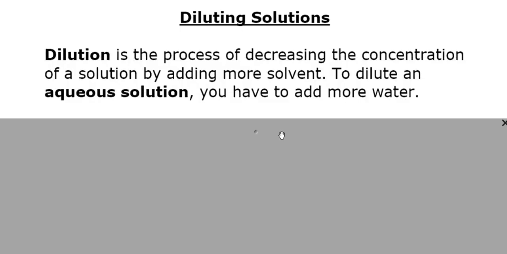Dilution itself means you're decreasing the concentration of a solution, and to do that you're adding more solvent. In our discussions with chemistry, we usually just deal with aqueous solutions. Remember, aqueous means water. So water will be your solvent in an aqueous solution. If you want to dilute an aqueous solution, that means you're going to add more water to it.